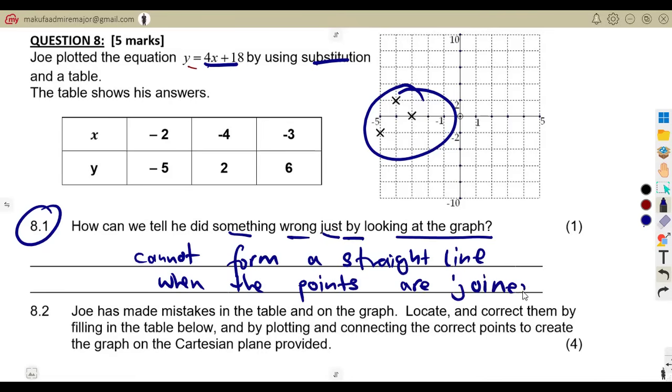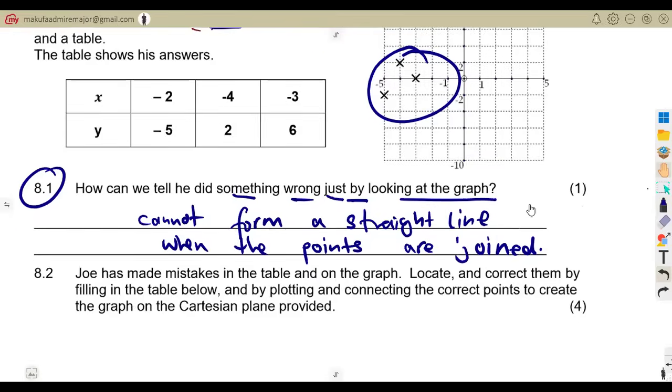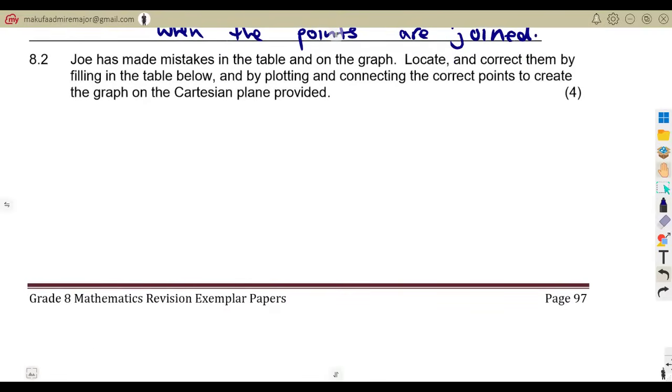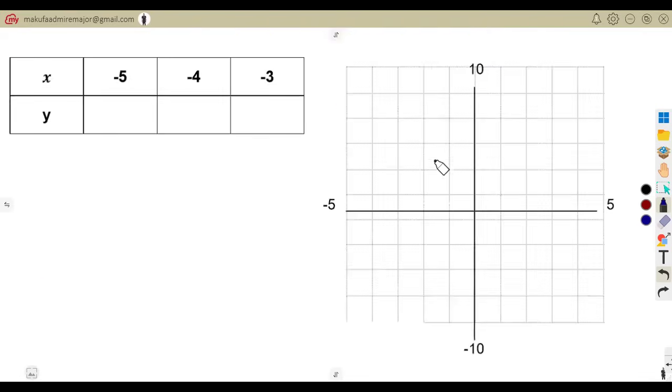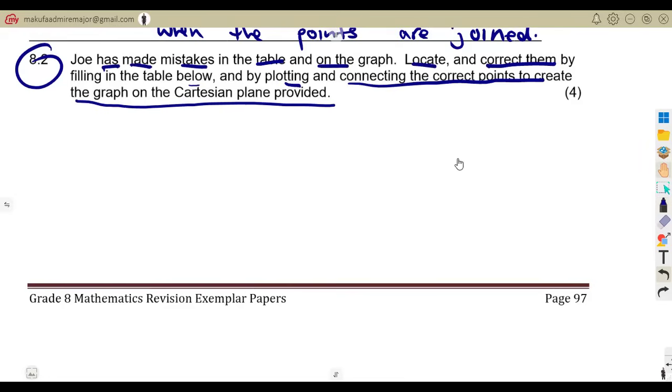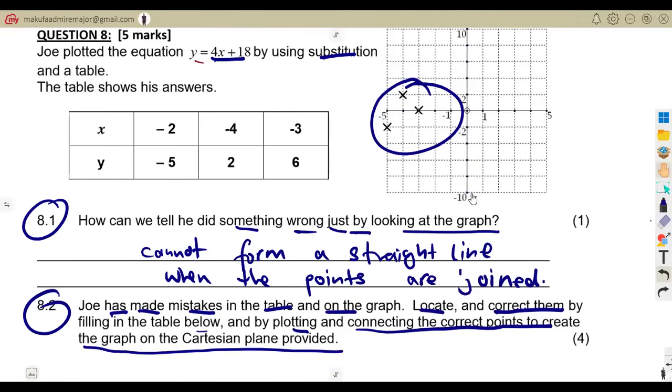We cannot form a straight line if these points are actually joined. So that is, he made a mistake. Then now they're telling you that Joe actually has made mistakes. They're saying that in the table and on the graph also, locate and correct them by filling the table below and by plotting and connecting correct points to recreate the graph on the Cartesian plane provided. With this information, they are saying, correct him now. You are the one who is supposed to correct him. Since you said he's wrong, correct him.